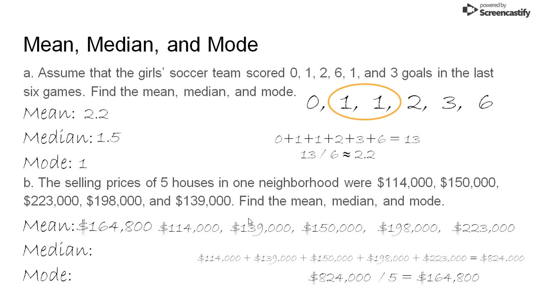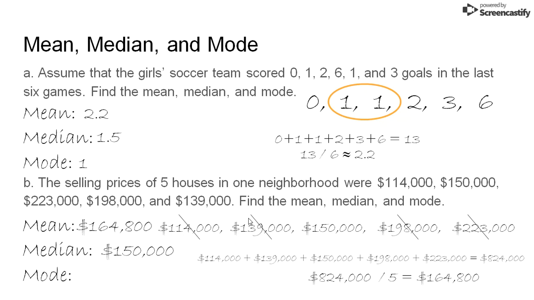For the median, we have to, again, find our center value. So when they're in order, least to greatest, you eliminate the biggest, then the smallest, the biggest, then the smallest, until you are left with the center term. In this case is $150,000. That is your median.